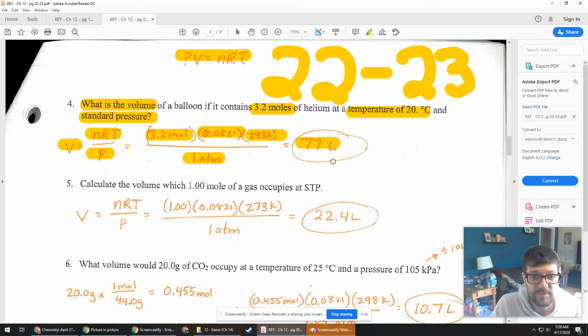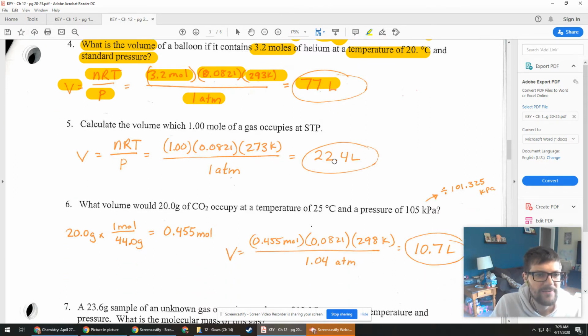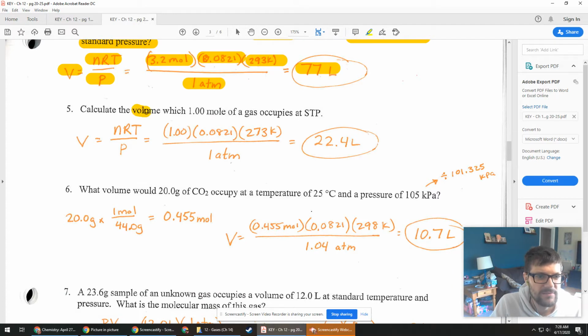Remember, all the answers are at the bottom if you just want to see the correct answer. Number 5 I love because it says calculate the volume which 1 mole of gas would occupy at standard temperature and pressure. So I rearrange the equation again for volume. The number of moles is 1, 0.0821 is my gas constant. Standard temperature is 0 Celsius, which is 273 Kelvin, and standard pressure is 1 atmosphere.